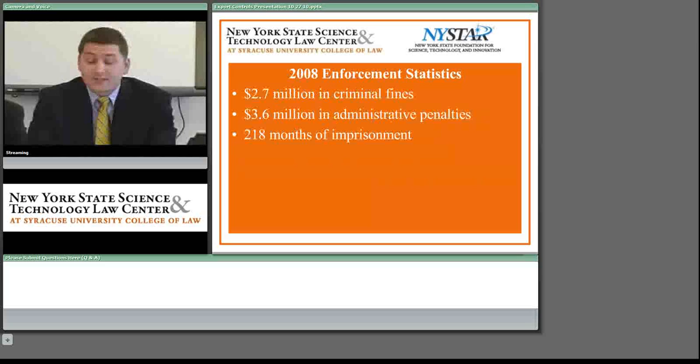Some enforcement statistics from 2008. The BIS prosecuted more than 40 individuals and businesses for criminal violations, resulting in $2.7 million in criminal fines and 218 months of imprisonment. In addition, the BIS completed 56 administrative cases, which resulted in a total of $3.6 million in administrative penalties in 2008.